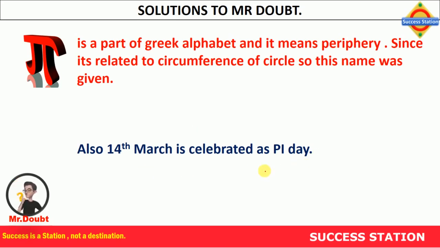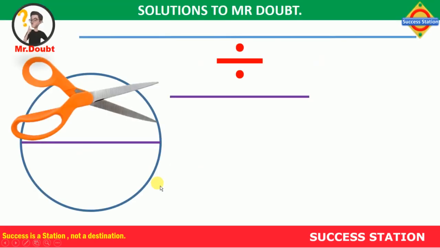Also 14th March is celebrated as Pi Day, because how do you write the date? Like 14/3/2020, right? But some countries write the date like this, 3/14. So from there only, 3.14. Does it resemble? Not much, right? But largely it's the same thing. That's why 14th March is celebrated as Pi Day. Clear? Okay.